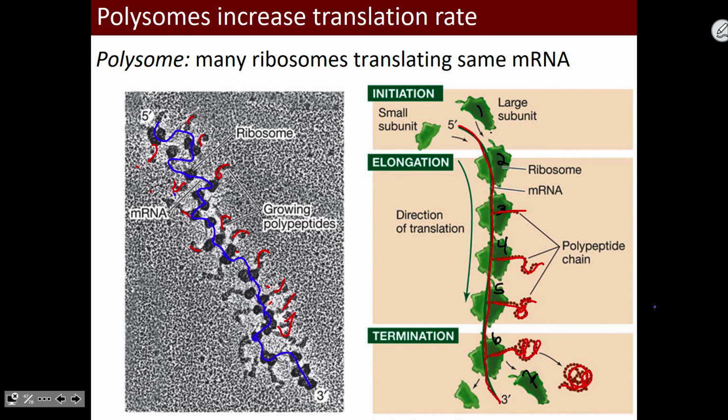So we're making lots of proteins for each message, and we're making them simultaneously, and we'll just keep cranking them out until we have the number that we need or until the message degrades and falls apart and is no longer useful. Okay.